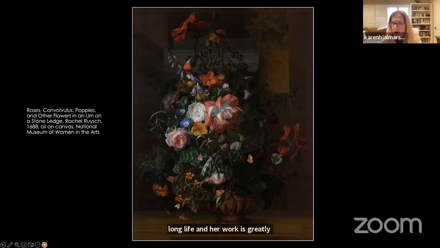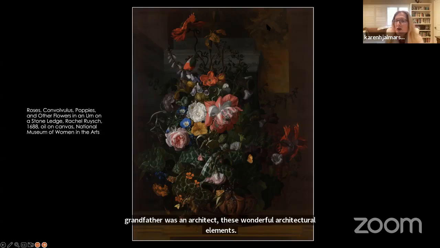Because her father was a scientist, she really became interested in botanical drawings. This is beyond beautiful. Look how the chiaroscuro falls on the flowers, the petals, and this wonderful container. There's also some, we said that her grandfather was an architect, these wonderful architectural elements. You almost get a hint of a ledge here and some wall painting.